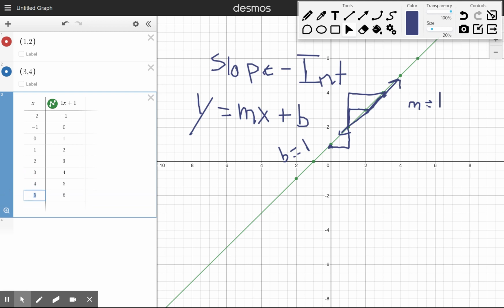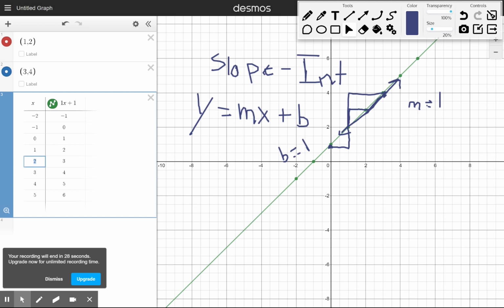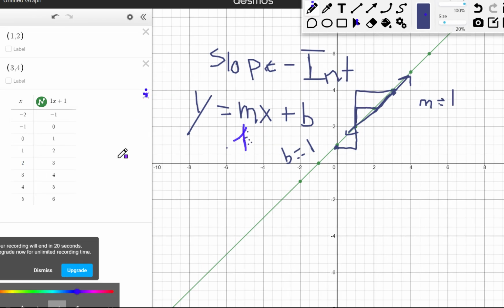So lots of points. Now, what if you wanted to find one of these points by hand, by yourself? Well, you can just plug in an x value and solve for the y value. So if you put in an x value of 2, for example, I don't know if you can still hear me or not.